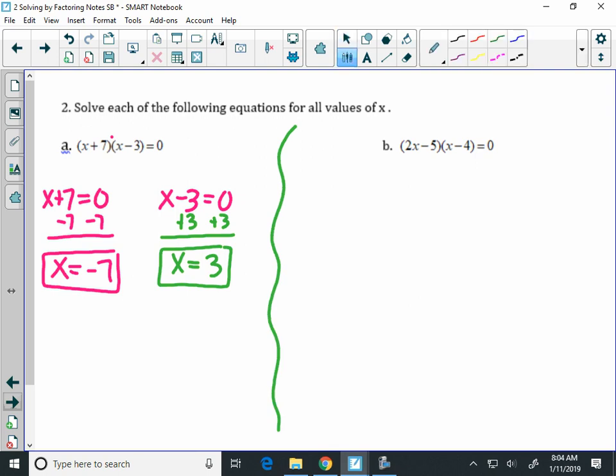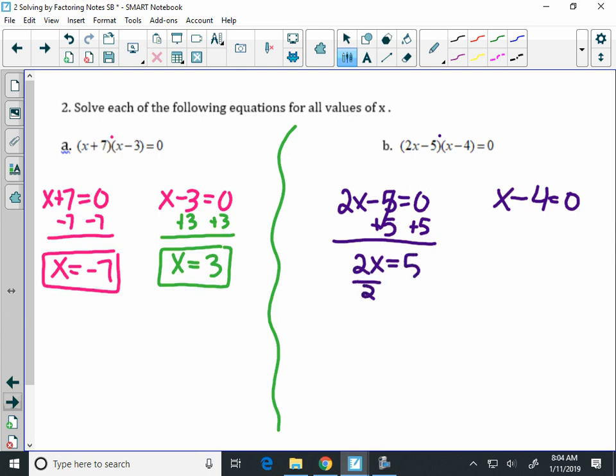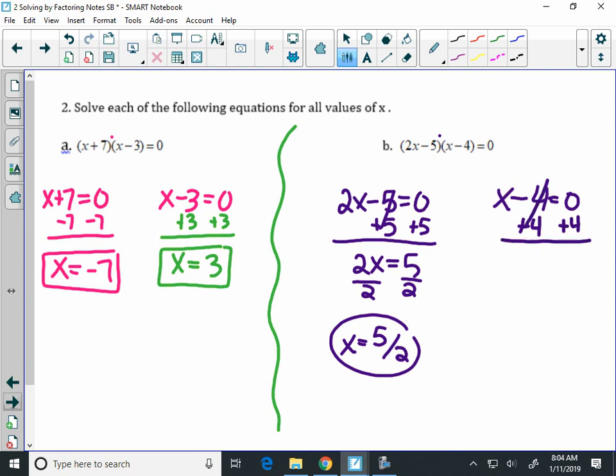We'll come back to what this all means and how it ties together in a second. Same thing here: I have 2x minus 5 times x minus 4. Because these are being multiplied and they equal 0, I set each factor equal to 0 in its own mini equation, and then I solve each equation for x. On the left one, I would add 5 first, and then divide by 2. You can turn that into a decimal if you want, or you can just leave it as the fraction 5 over 2. On the right, all you have to do is add 4, so you're left with x equals 4.